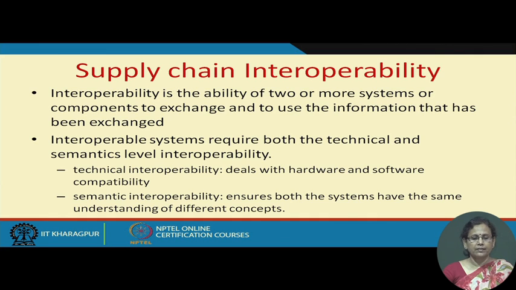The semantic interoperability ensures that both the systems have the same understanding of different concepts. For example, when the product information flows, let us say in the advance shipping notice, which comes from your downstream members to you, that advance shipping notice actually shows you the product numbers and their quantity, etcetera. Now, how do you get this advance shipping notice? Either you will be getting it through email or through EDI or maybe through a web service.